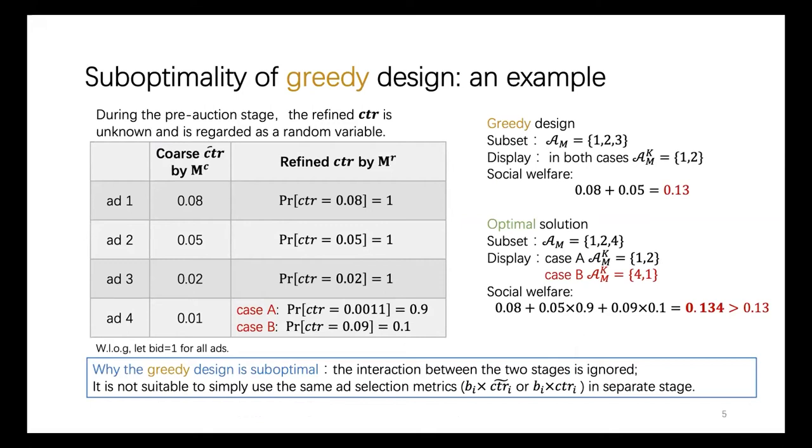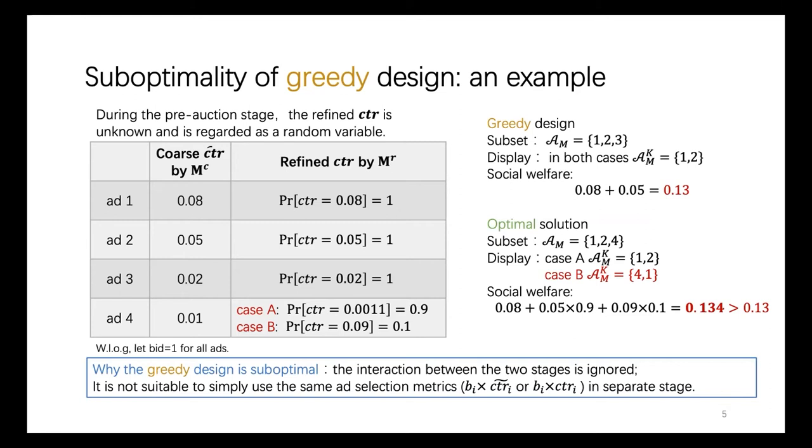However, the greedy design, though intuitive and easy to understand, is suboptimal, and here is a simple example. During the pre-auction stage, the refined CTR is unknown, so it is regarded as a random variable. Consider four ads. For ads 1, 2, and 3, the refined CTR is always the same as the coarse CTR. For ad 4, the refined CTR has two cases.